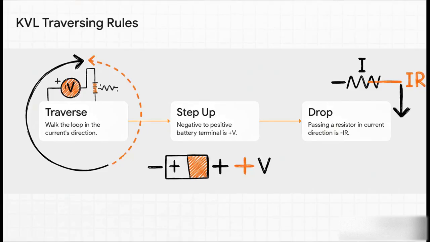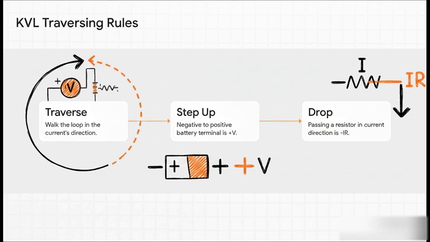Now let's see how this builds into KVL, the voltage law. KVL states that the net voltage around any closed loop is 0. But tracing a loop can honestly get super confusing with all the plus and minus signs floating around. So here is a basically foolproof traversing method. First, always try to traverse the loop in the exact same direction as the assumed current.